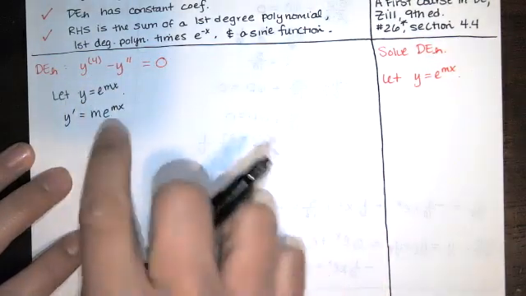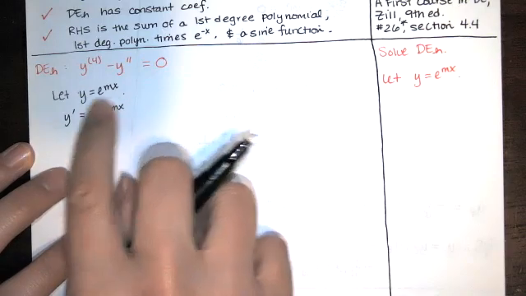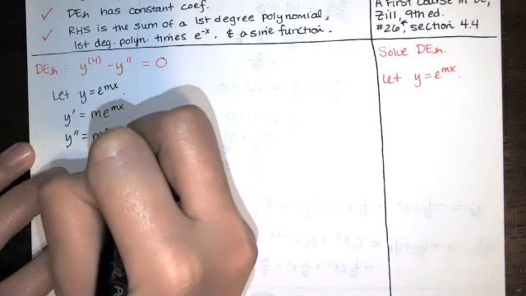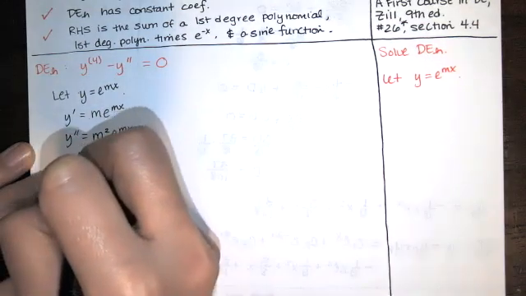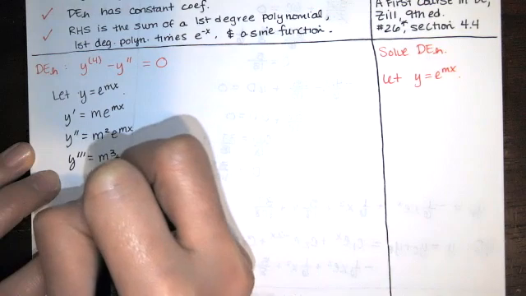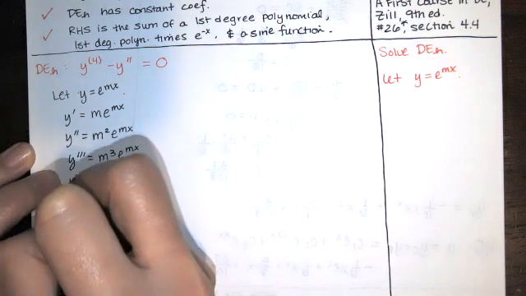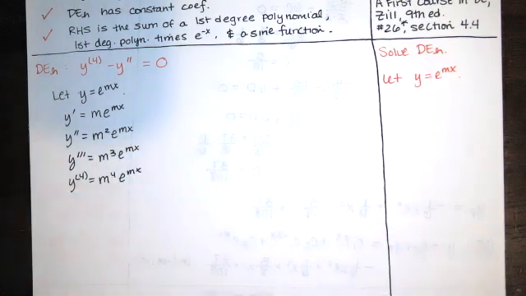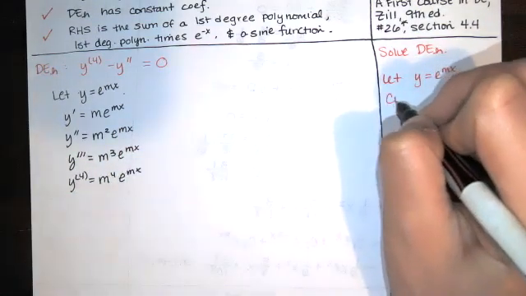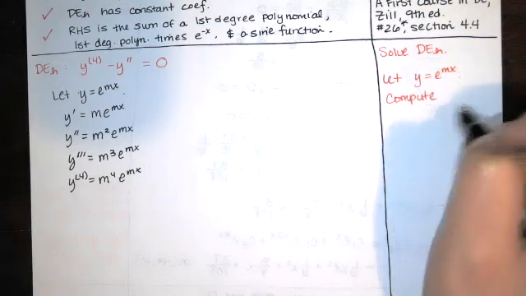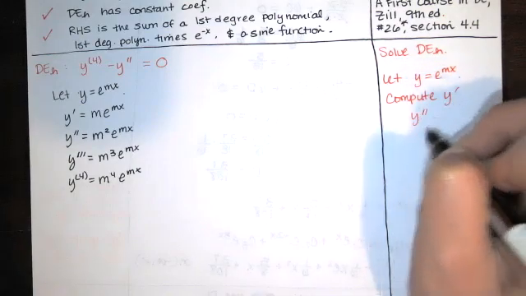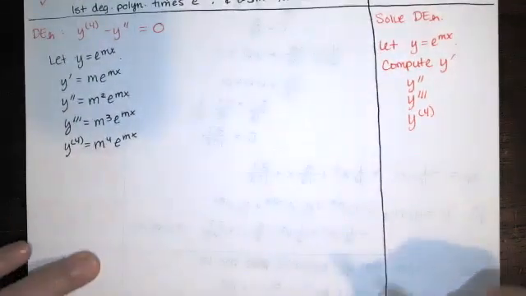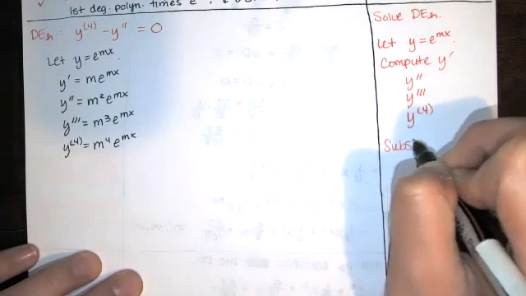Derivative of e to the mx is e to the mx times the derivative of the inside, which is an m. Take the derivative again. By the chain rule, you just get another m. Take the derivative again. By the chain rule, you get another m. Finally, the fourth derivative, you have 4 m's out front, multiplying each other. So I want to compute all of those, and then we want to substitute into the differential equation.